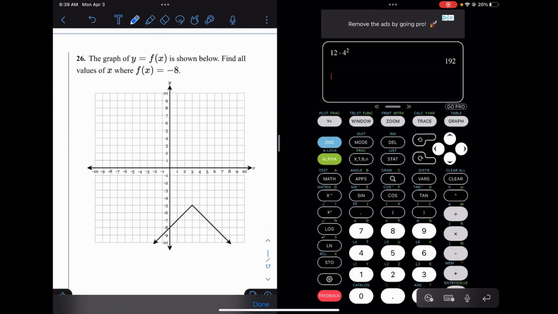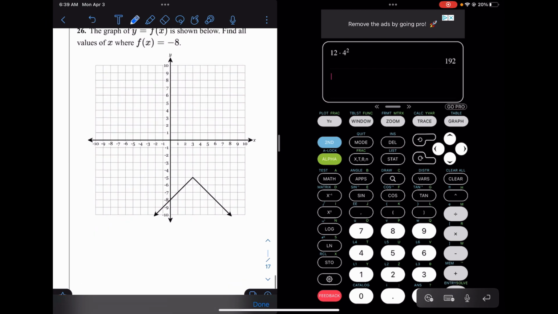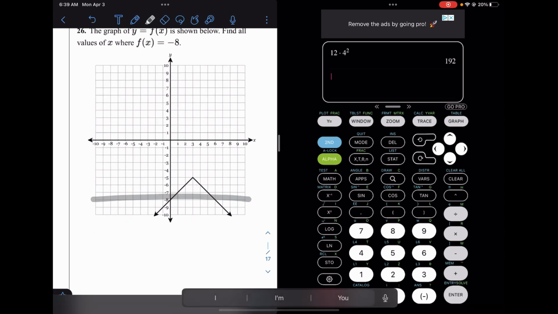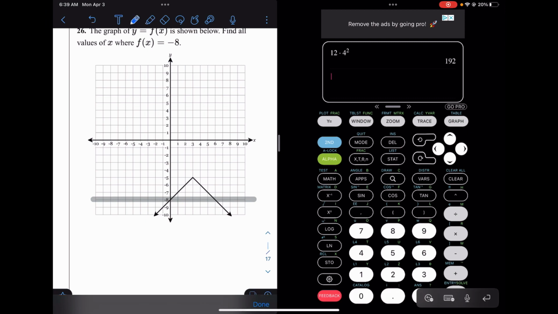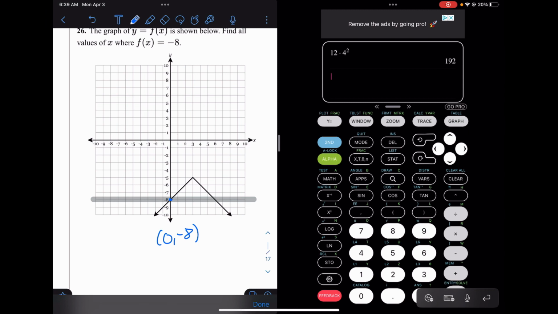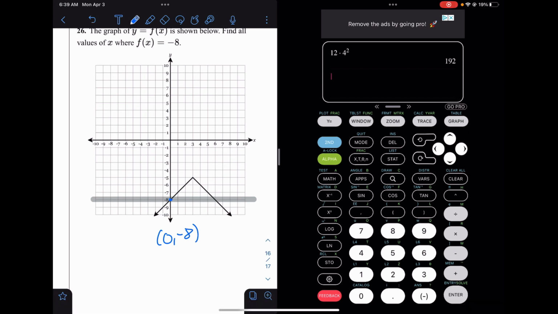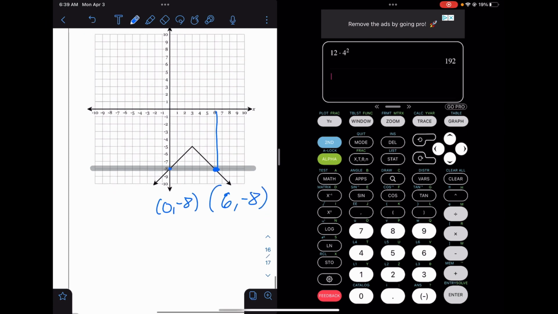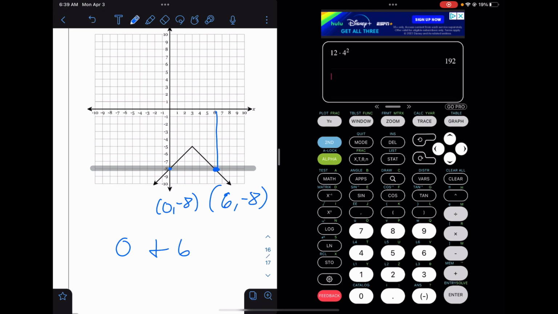Next one, they want our x value when y is -8. So again, we've got to go to -8. Well, we've got 0, -8. I don't know why it's doing that. What if I click done? Oh, maybe that was that. And then we've got 6. Yep, 6, -8. So our x values when y is equal to -8 are going to be 0 and 6.